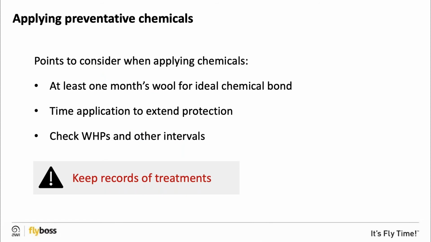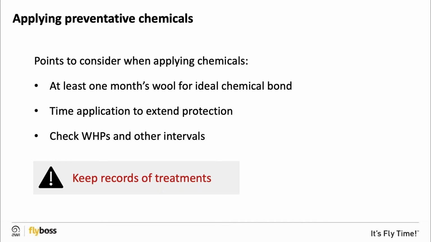Preventative chemicals may only work if there's at least one month's wool growth for the chemical to bond. So applying chemicals after shearing or off the board may not provide the protection expected of the product. As we said earlier, where possible, time applications to extend the protection period. For example, if you're shearing in early December, applying a preventative chemical six weeks later in mid-January will help to protect the sheep when the wool becomes long again. When considering a chemical treatment, check withholding periods and intervals. Remember, it's important to keep accurate records of any of the chemical treatments used.